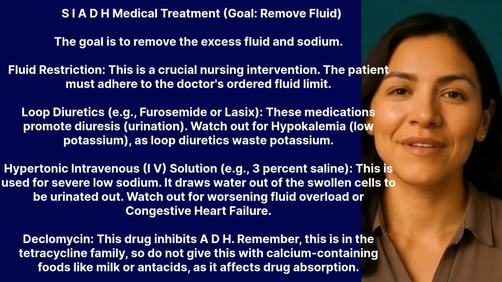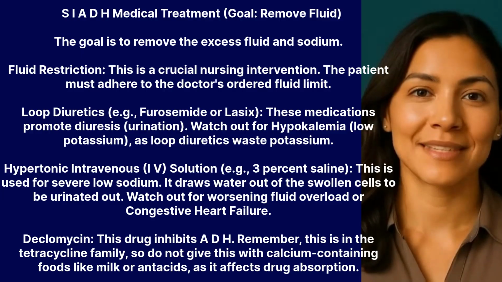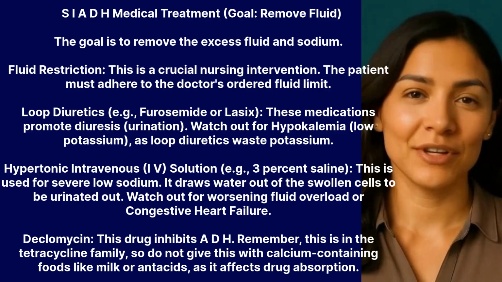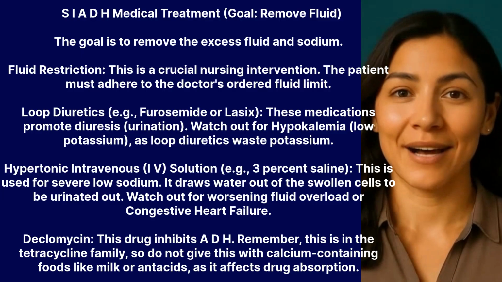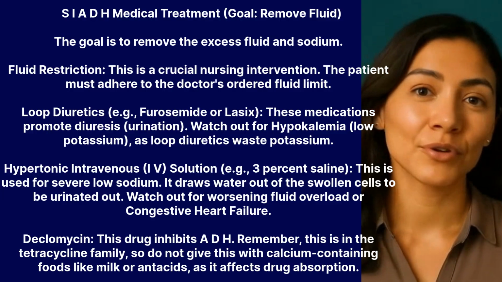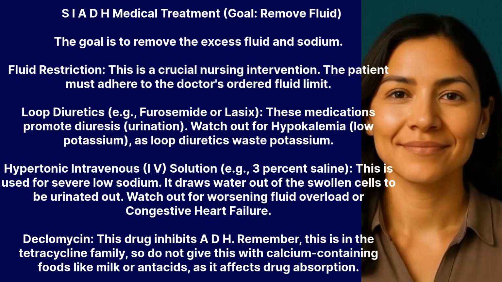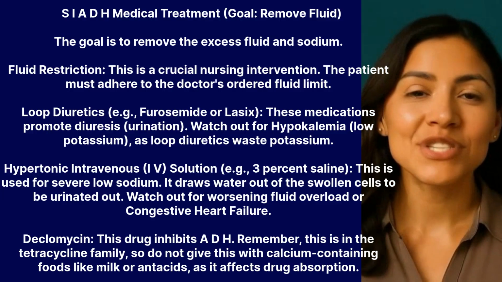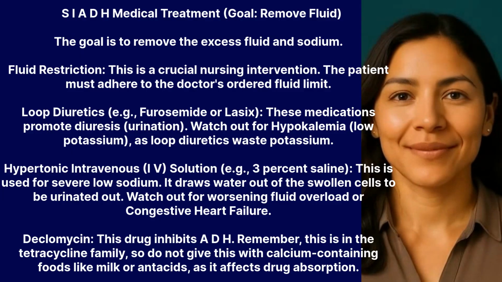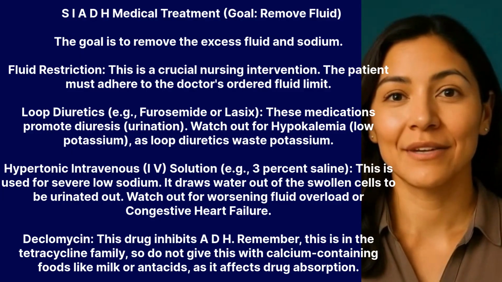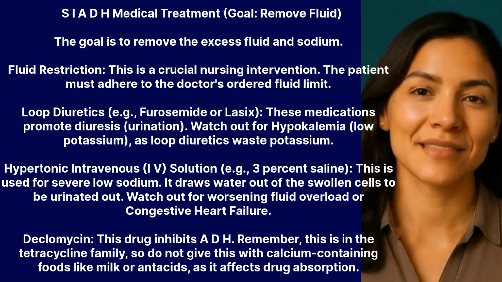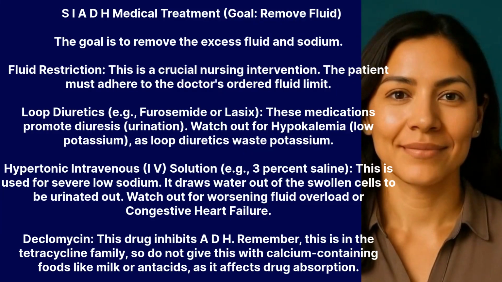Hypertonic intravenous solution, for example 3% saline, is used for severe low sodium. It draws water out of the swollen cells to be urinated out. Watch out for worsening fluid overload or congestive heart failure. Demeclocycline inhibits ADH. Remember, this is in the tetracycline family, so do not give this with calcium-containing foods like milk or antacids, as it affects drug absorption.